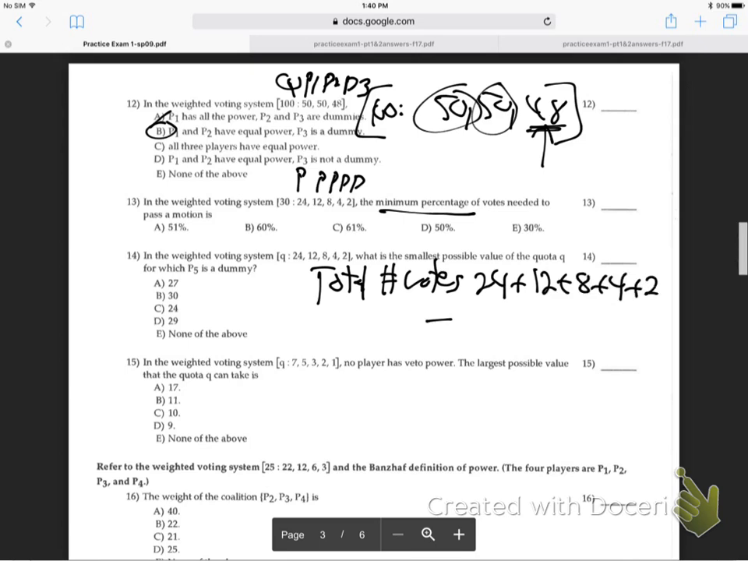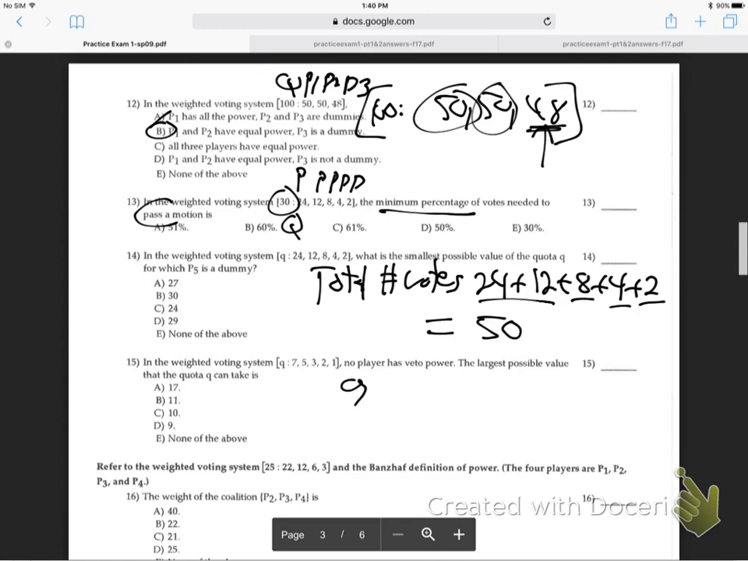Yeah, I don't know if we've done it. Maybe we did it once. I don't know. 36, what is it? 44, 40, 50? Is it 50? 50 total, yeah. Now, how do you do percentage to pass? Well, the quota is 30, right? The quota, it takes 30 to pass anything.